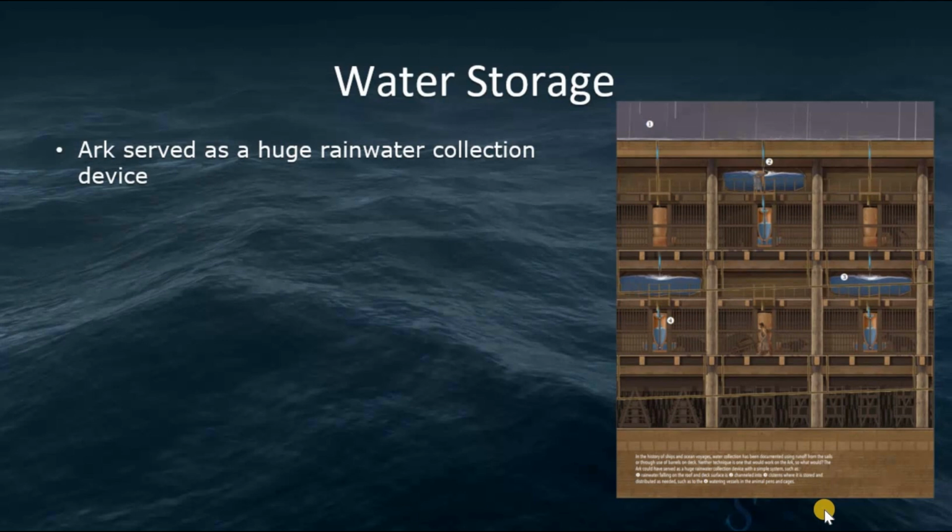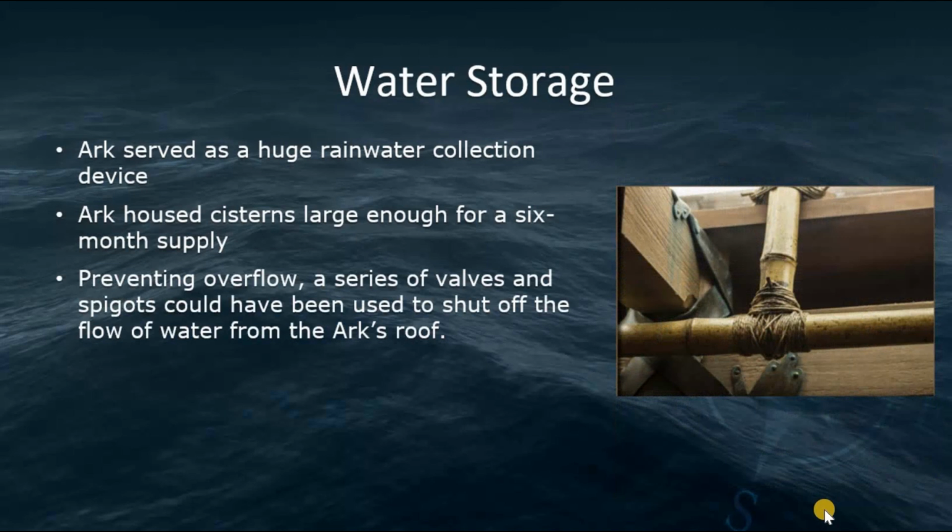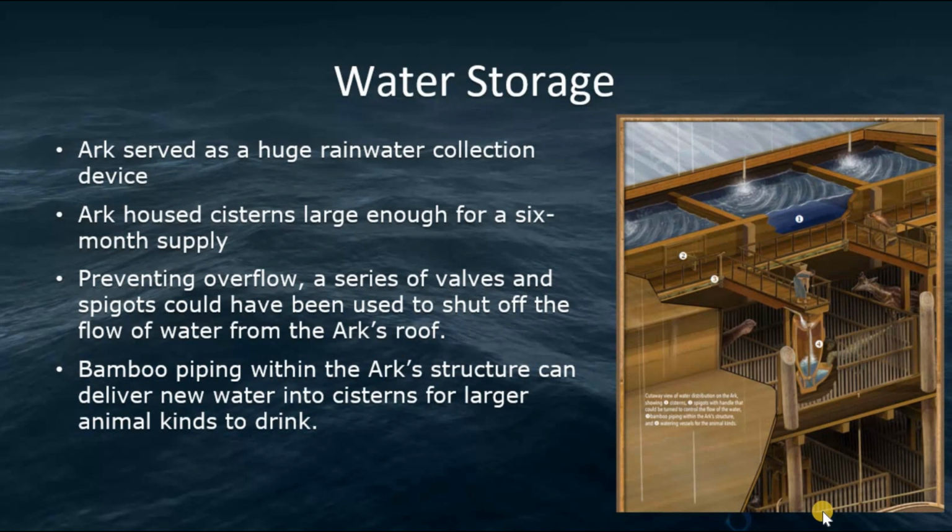Well, the ark served as a huge rainwater collection device where the ark housed cisterns large enough for a 6-month supply. And preventing overflow, a series of valves and spigots could have been used to shut off the flow of water from the ark's roof, because you had 40 days and 40 nights of continuous rain, so the rain would come in from the top. And they had bamboo piping within the ark structure to deliver the new water into these large cisterns for larger animals to drink.